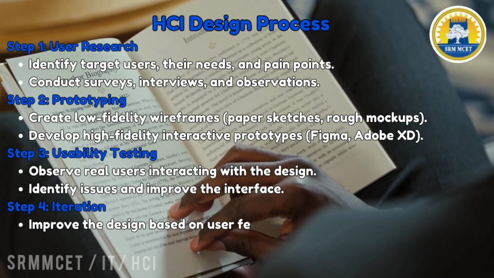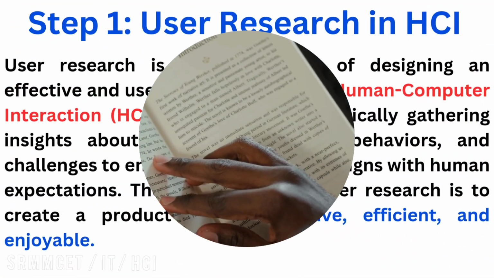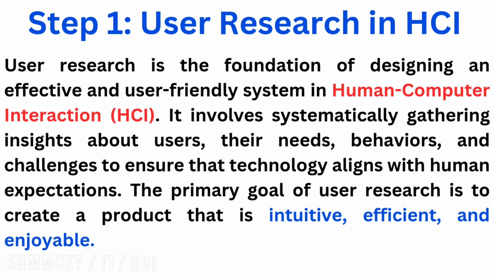And the HCI design process flows. It includes step 1, step 2, step 3 and step 4. The first step is user research in HCI. User research is the foundation of designing an effective and user friendly system in human computer interaction. It involves systematically gathering insights about users, their needs, behaviors, and challenges to ensure the technology aligns with them.